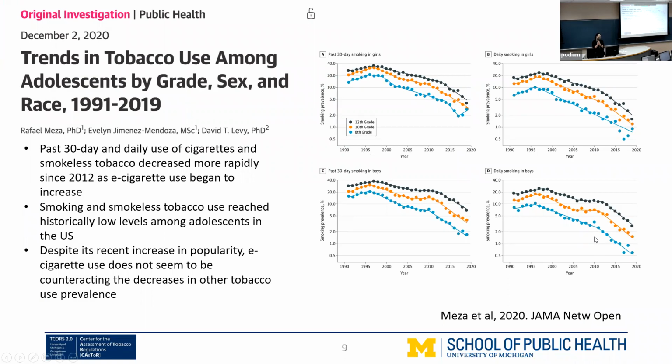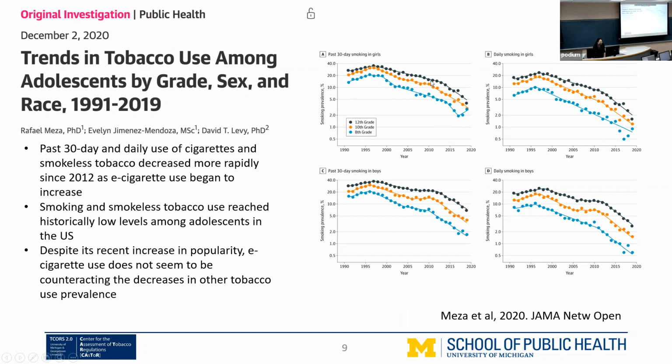So this MTF joinpoint trend analysis in the MTF dataset by grade, sex and race was done and published recently in JAMA Network Open. You can see this is a typical way we present a result. Here, past 30-day use among girls and boys. We put the 12th grade, 10th grade and 8th grade in one figure so that we can see the trend by different grade among the girls and boys. For both daily smoking and past 30-day smoking, it has been increasing in the earlier years, but then decreasing after that.